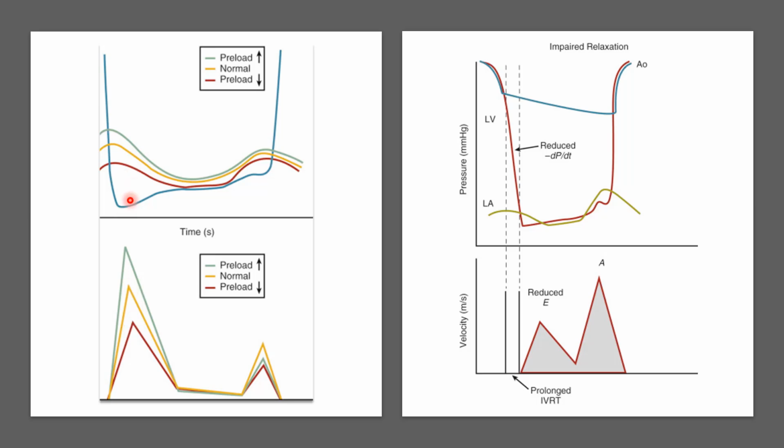So as I'm changing this, you'll see that the gradients are changing. So if this is, again, my left ventricular pressure, this is my peak negative right here. If I gave someone a lot of volume, I could move from here to here. You can see this gradient's bigger, and that's why my E wave is bigger.